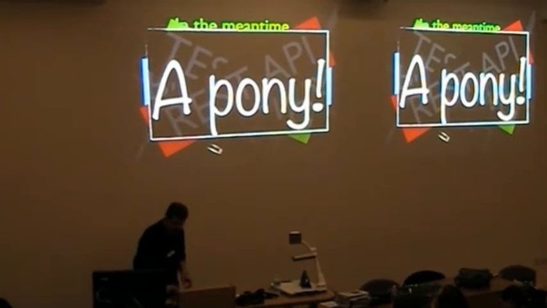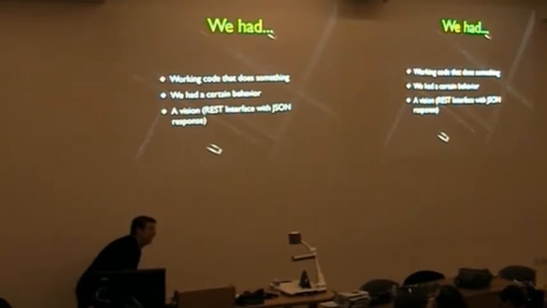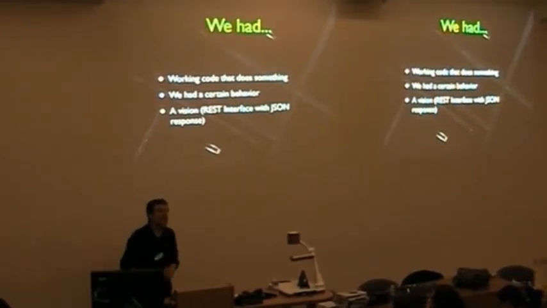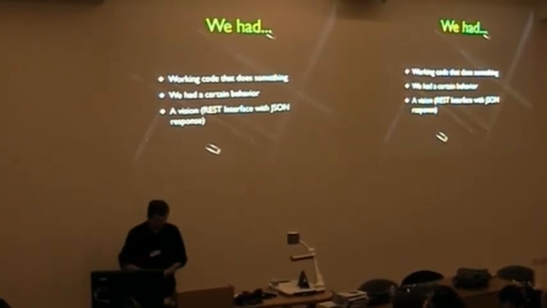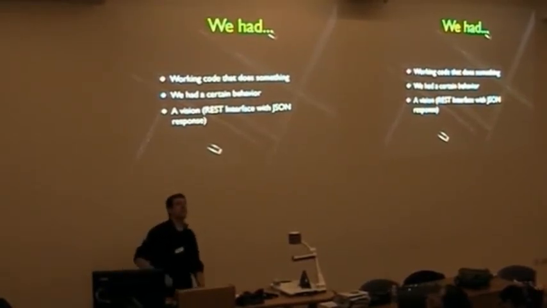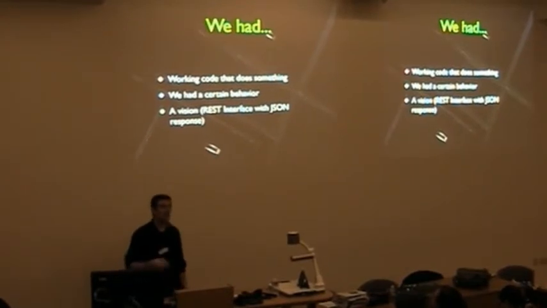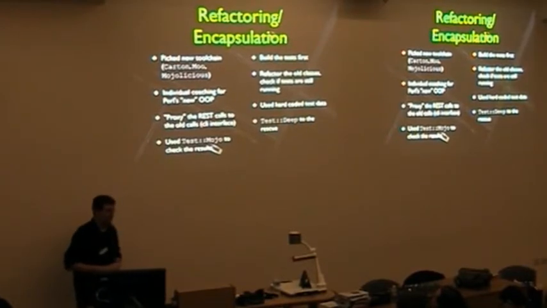So we started to refactor things, and there are a few things that are really great, and I want to share them with you. We had working code that was running in production, and we knew what the code was doing, so we had a certain behavior, and the behavior was always the same. And we had a vision: we want a REST API that is going to respond with JSON. So we started the refactoring process.